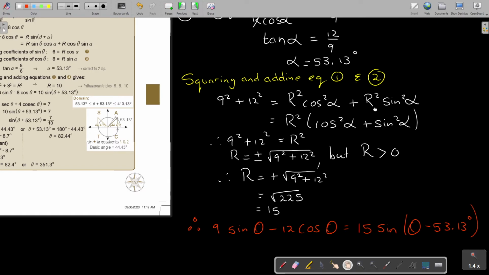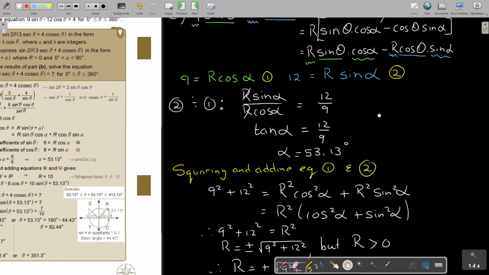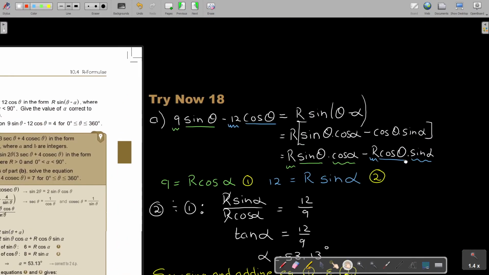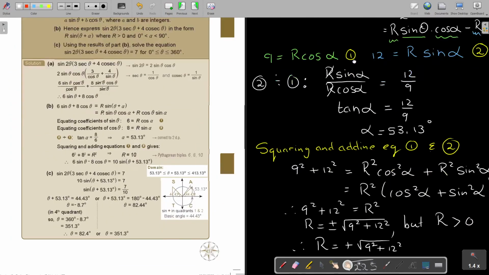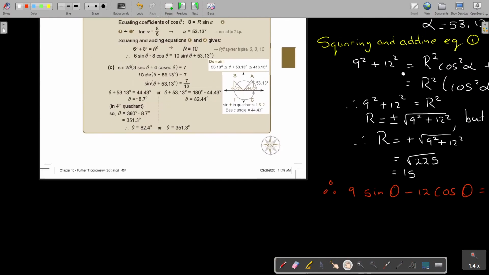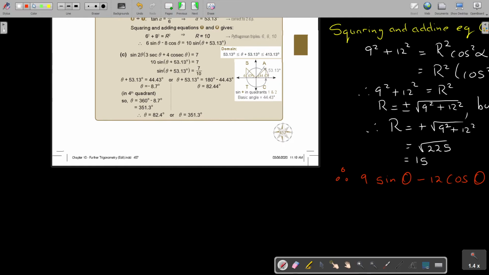And that is my answer of A. Let's just go back to the question. The question is stating, here is the question, give the value of alpha corrected to decimal places. So I substitute now, solve the equation, and theta is between 0 and 360. So I'm going to do B here because I need some of that information. So let's just start with number B.